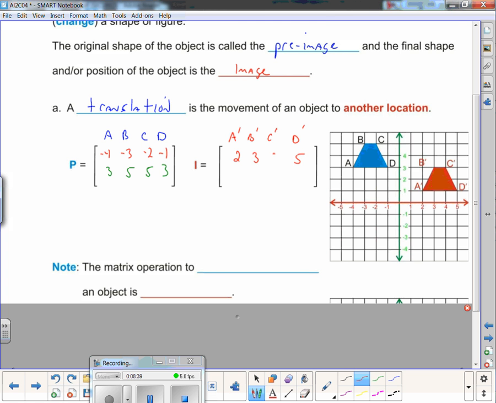Two, three, four, five, right? And 1, 3, 3, 1. So what happened to our image? And hopefully you look at it and say, so how is this thing translated? Somebody describe the translation. Luke? Yeah, so we're right 6, and we are down 2.